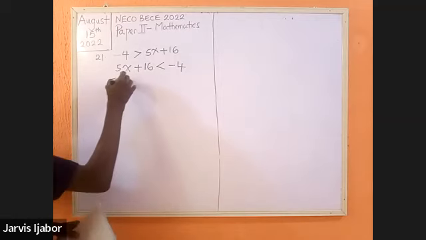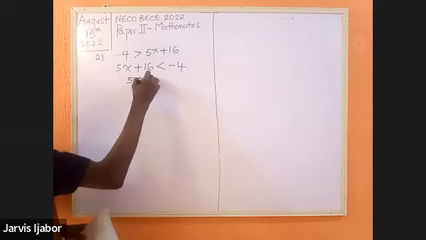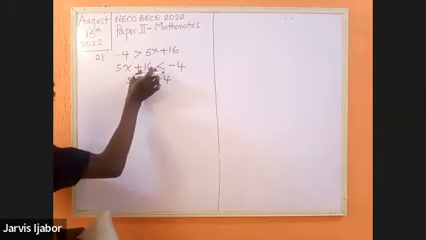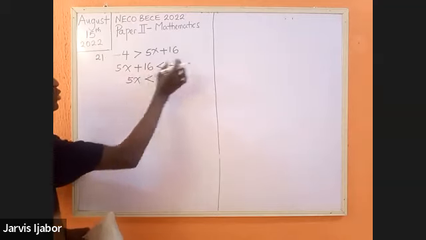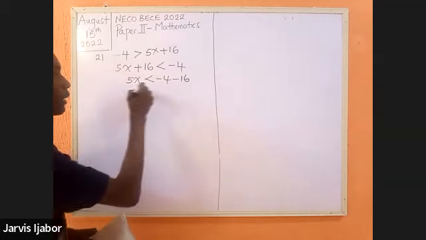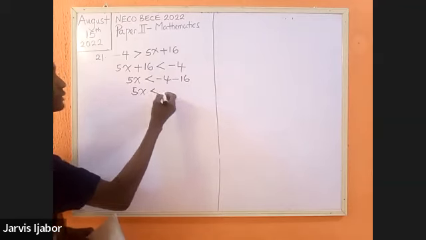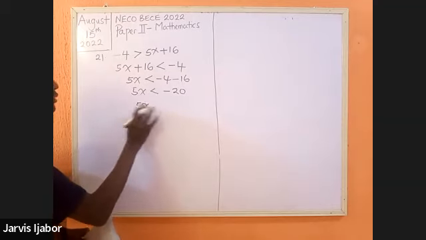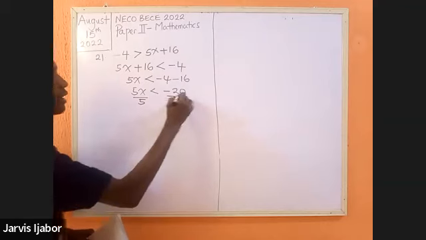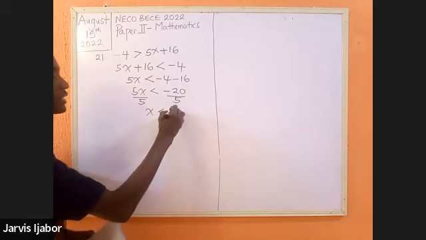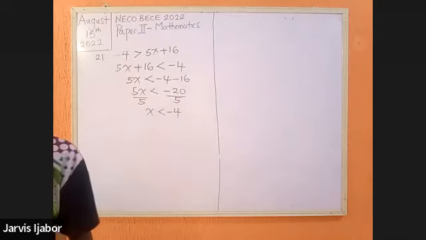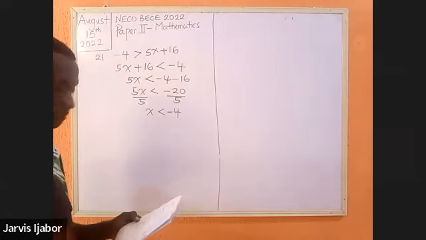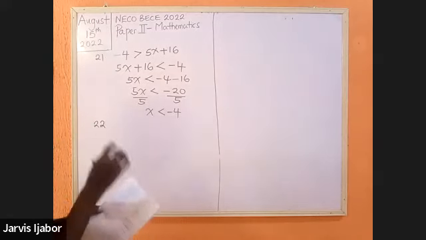So what do I do next? I'm going to have 5x less than negative 4, because I will not need 16 on the left-hand side anymore. So what's going to happen? If 16 were positive here, it will become negative there. I'm going to have 5x less than negative 20. And then I'll divide both sides by 5. I'm going to have that x is less than negative 4. All right, that's for question number 21. So let's go to question number 22.